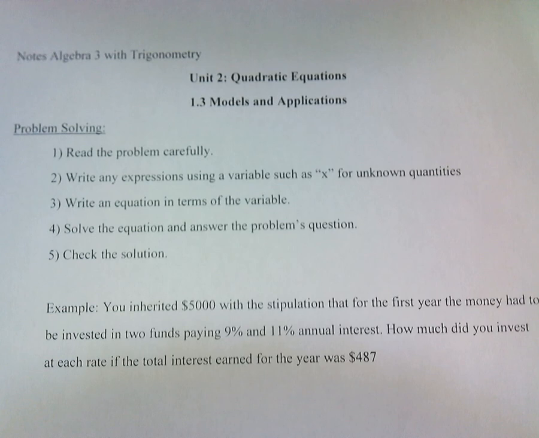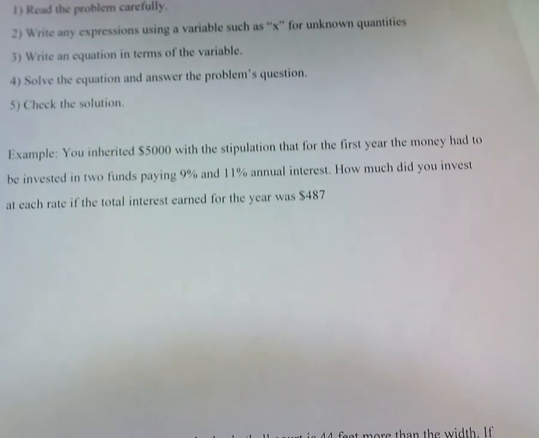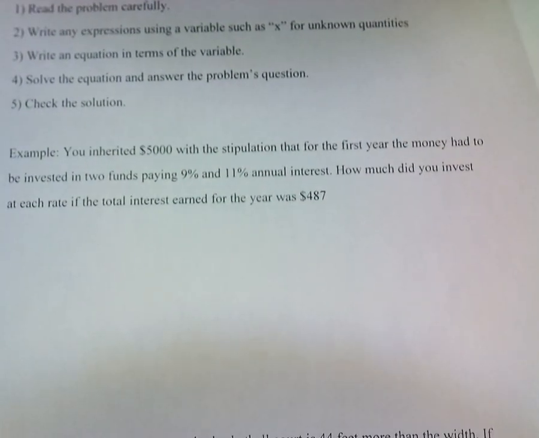One of the most advantageous things I think somebody has is common sense. So when you get a solution, does it make sense that that really would happen? So the first example I have: you inherited $5,000 with a stipulation that for the first year the money had to be invested in two funds, paying 9% interest and 11% annual interest. How much did you invest at each rate if the total interest earned for the year was $487?